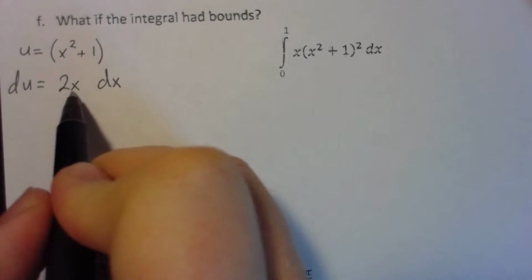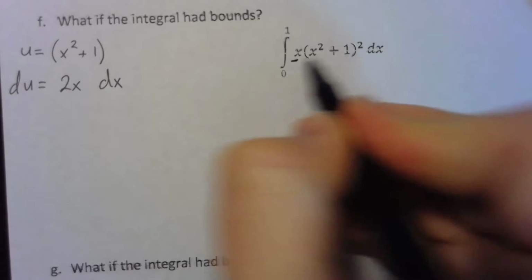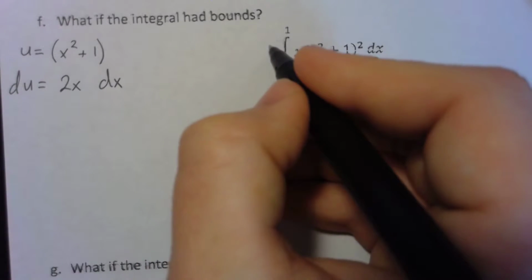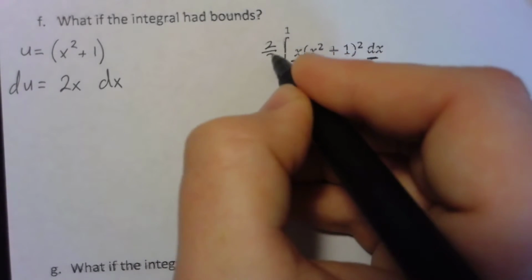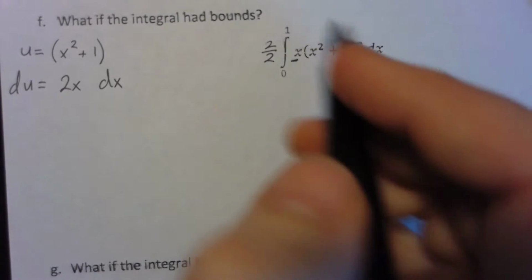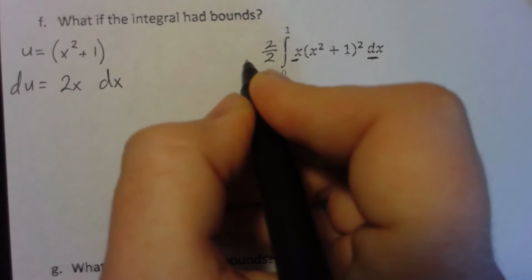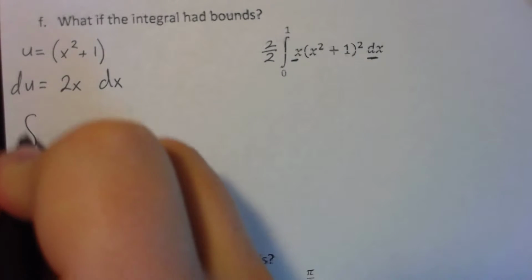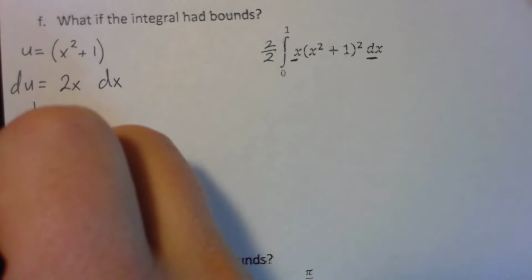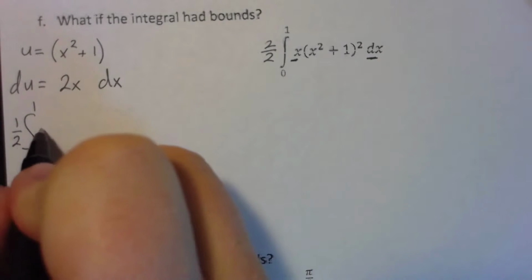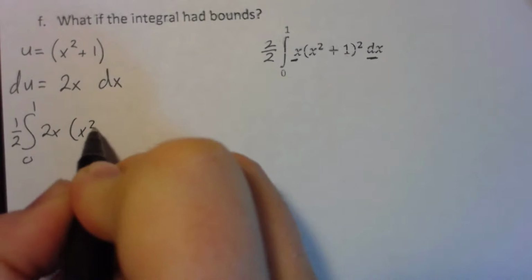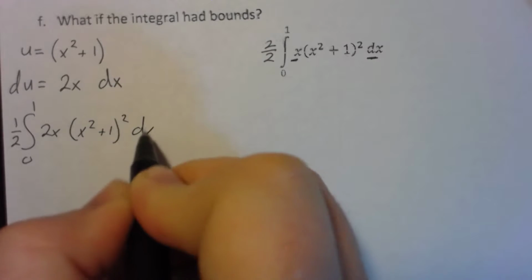So now you'll notice that I have 2x dx, and outside here I have an x, I have a dx, so all I'm missing is a 2. So I'm going to put a 2 over 2, pulling the 2 on top into that integral. You'll notice here so far we have done nothing new with this integral. So again, I'm going to have a 1/2 sitting on the outside. I'm going to have 2x, the x squared plus 1 to the power of 2 dx.